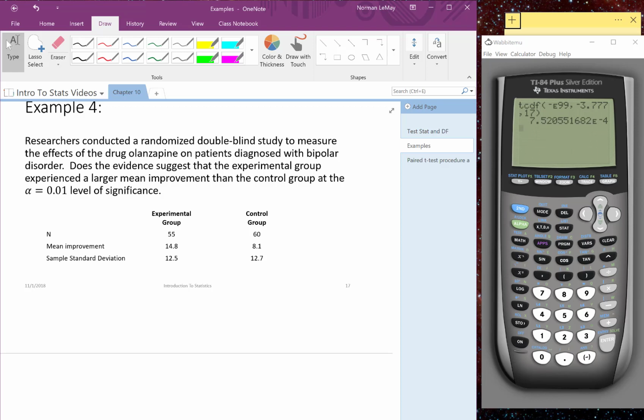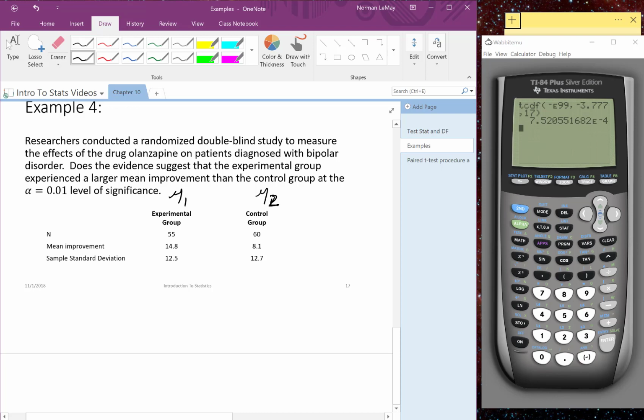All right, so researchers conducted a random double-blind study to measure the effects of this drug olanzapine on patients diagnosed with bipolar. Does the evidence suggest that the experimental group experienced a large mean improvement? So I am going to, for sake of argument and brevity, claim that our experimental group is going to be mu1 or population 1, and that our control group is going to be population 2.